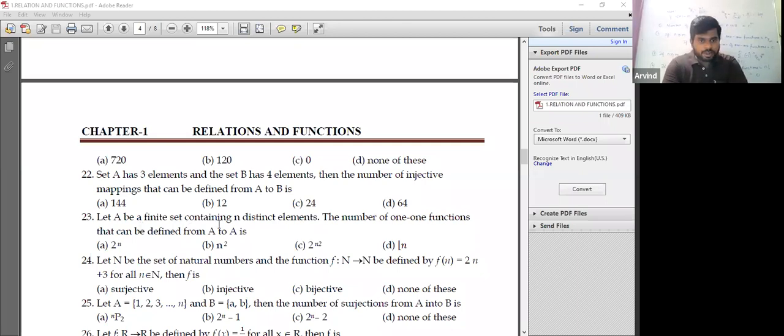So, let A be a finite set containing n distinct elements. Then the number of 1-1 functions that can be defined from A to A is the number of 1-1 functions.